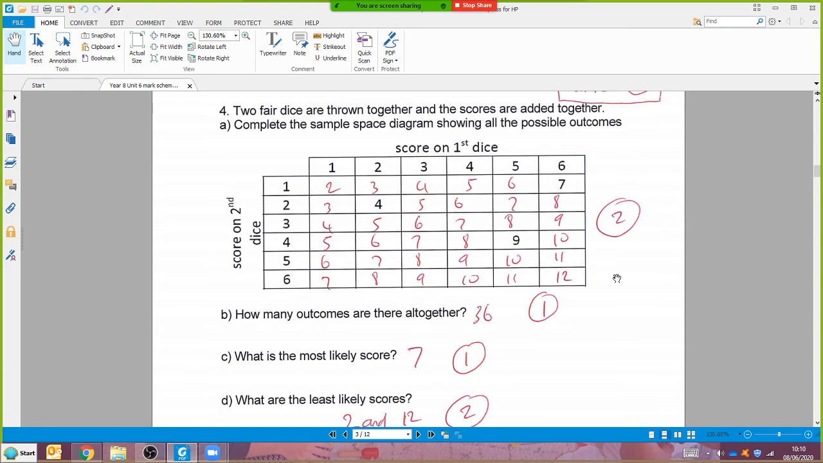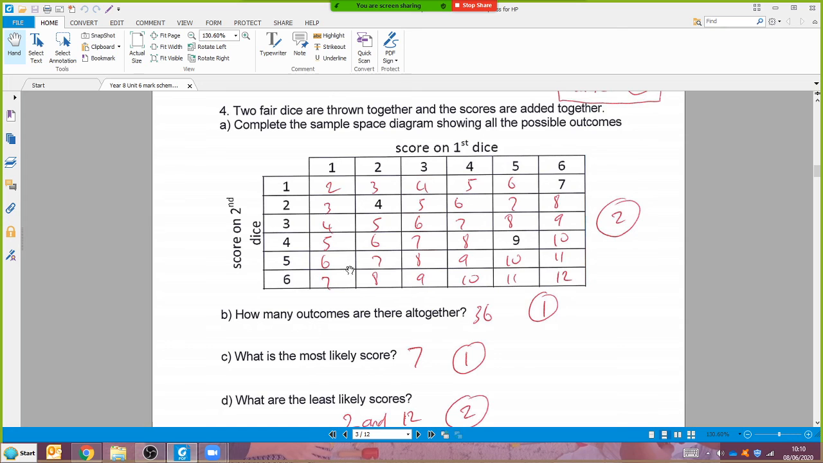So this is the table all populated with total scores. For example, 1 plus 1 makes 2, 4 plus 2 makes 6. You just fill it all up, and the biggest score you can get is 6 plus 6 is 12. So 2 marks for that. How many outcomes are there? Well, as you can see, I've got 36 results in there. It's a 6 by 6 grid, and there's 36 possible results. I know there's repeats, but there's 36 little boxes which you can populate with an answer. So there it is, 36 outcomes.